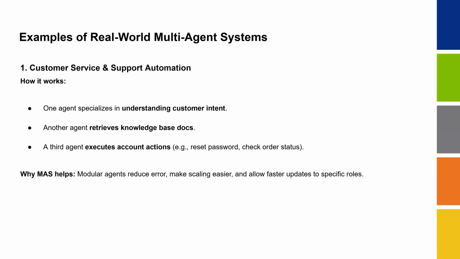So customer service and support automation. So we have how it works. One agent specializes in understanding the customer intent. Another agent retrieves the knowledge-based document, and the third agent executes the account action. Examples like resetting password, checking order status, etc.